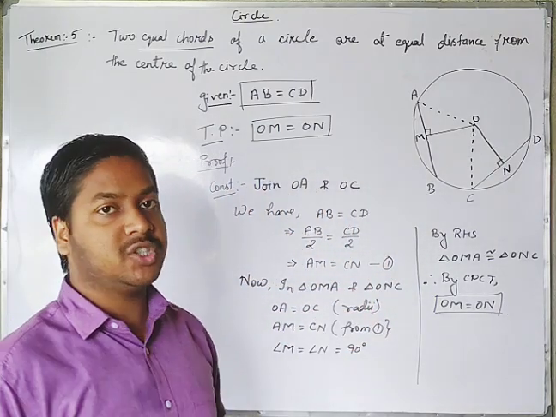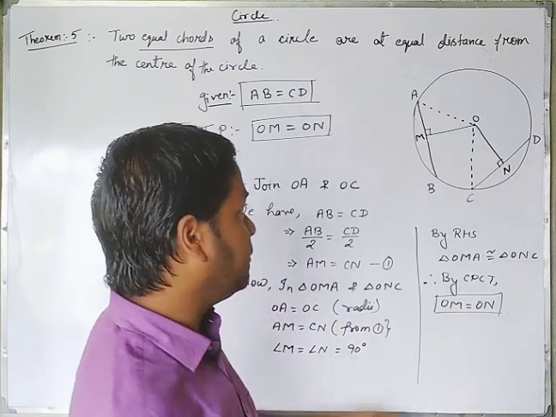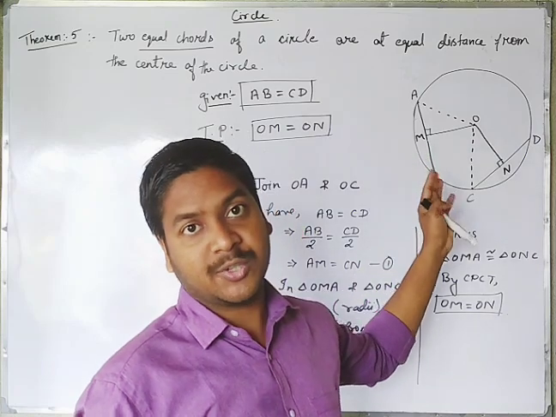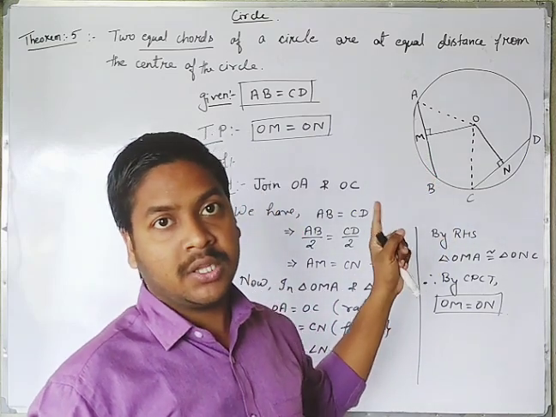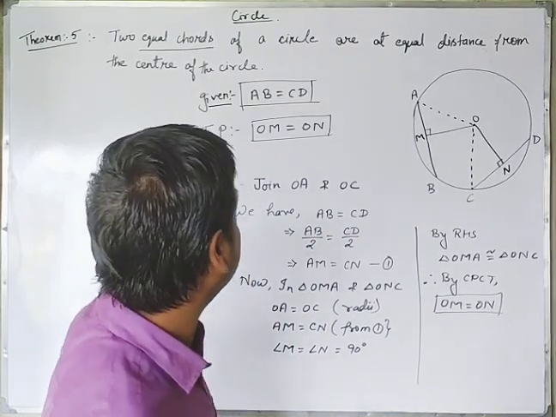The next theorem is just the opposite of this one. In the next theorem, it would be given that if the distances of two chords from the center are equal, then the chords must be equal. That we will see.